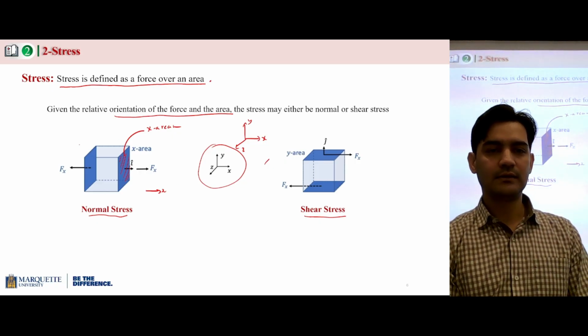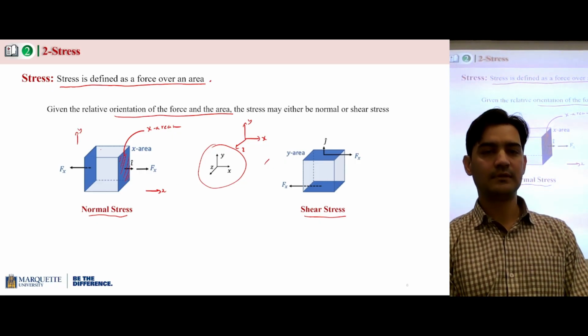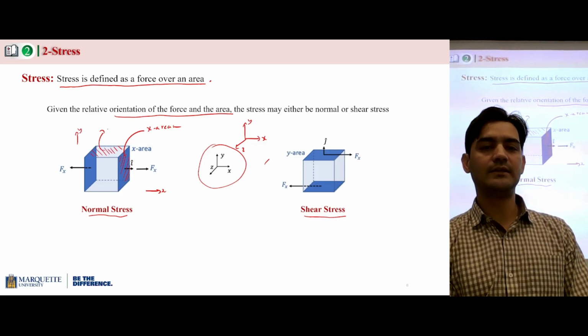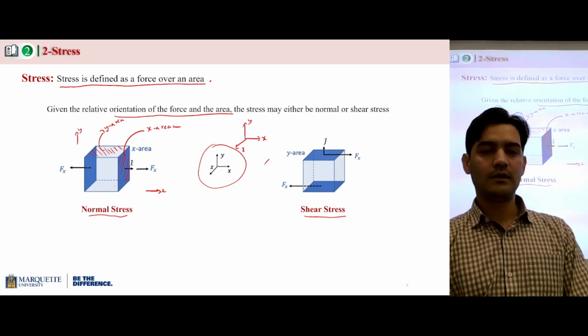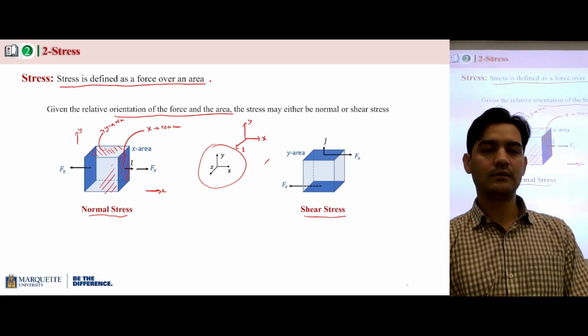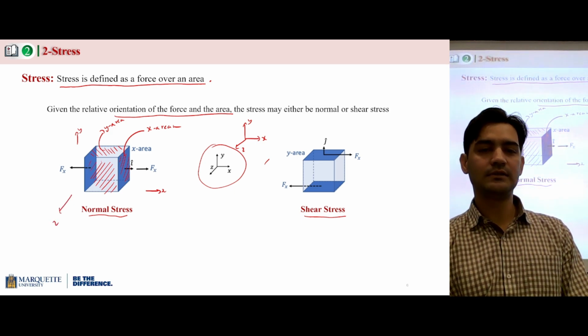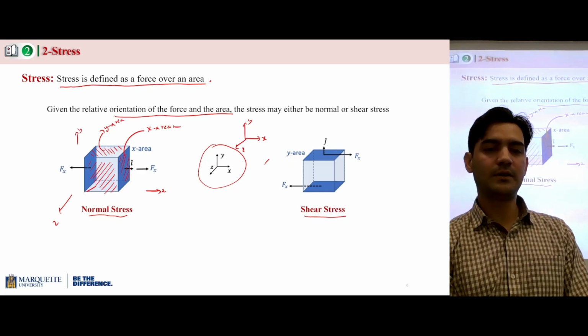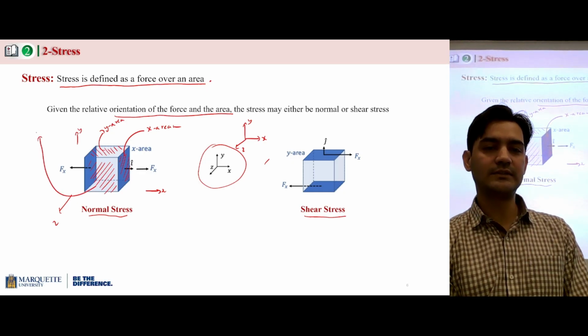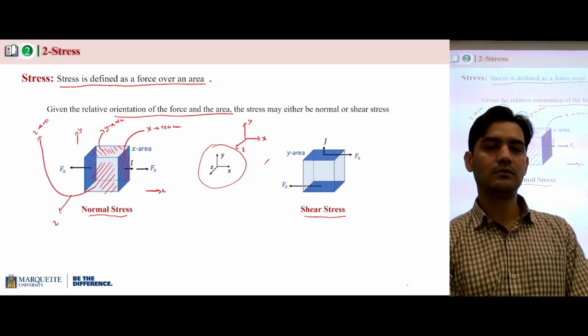And this is the y-axis. So the area which is perpendicular to the y-axis is called the y area. And this is the z-axis. So the area which is perpendicular to the z-axis is called the z area.